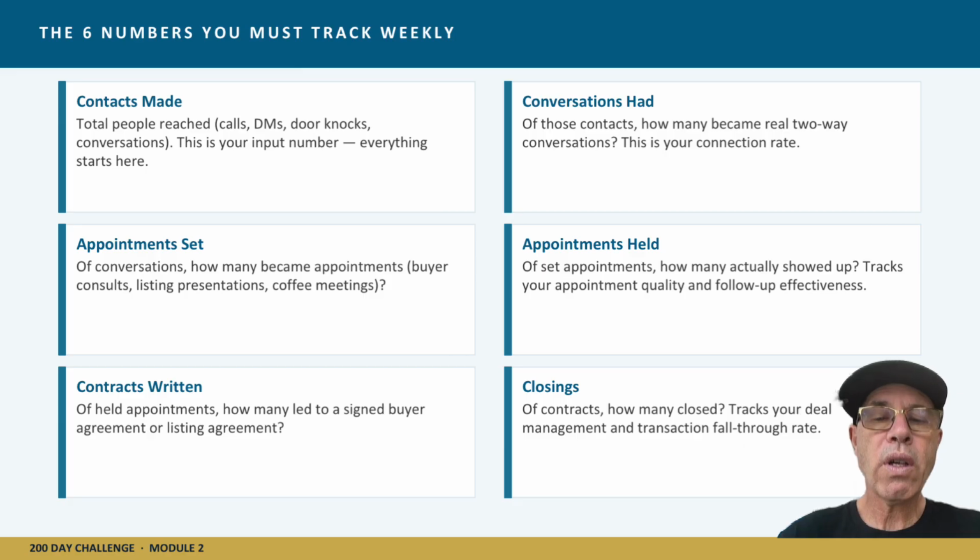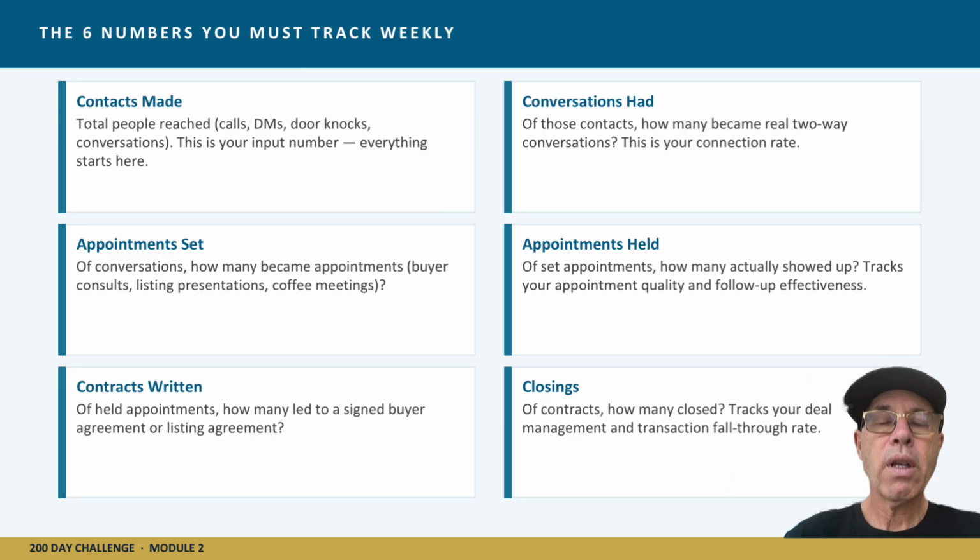Column number 2 is conversations had. Of those contacts, how many real two-way conversations did you have? This is your connection rate, and it tells you the quality of your outreach. Column number 3, appointments set. Of your conversations, how many led to a booked appointment: a buyer consultation, a listing presentation, a coffee meeting?